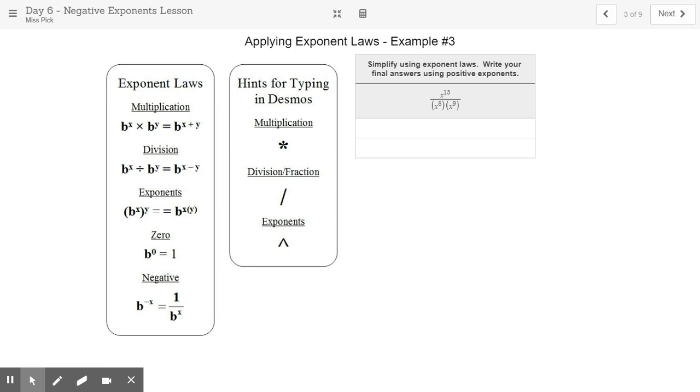So when you have a question that has multiple operations, you should try to follow order of operations or BEDMAS. So we should start with brackets, then exponents, then division and multiplication. And then if we had addition and subtraction, we would do that last, but we don't do exponent laws with addition and subtraction. So when I look at this question, I do notice that there are brackets, but those brackets are really there just to show multiplication.